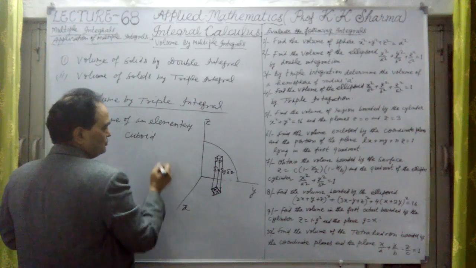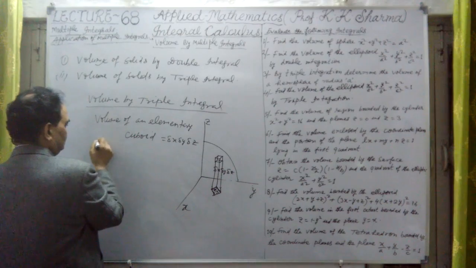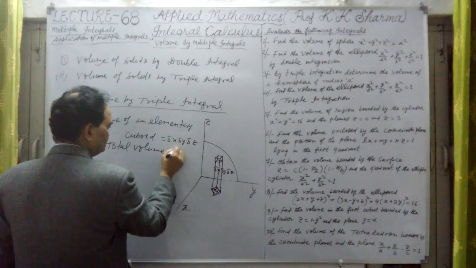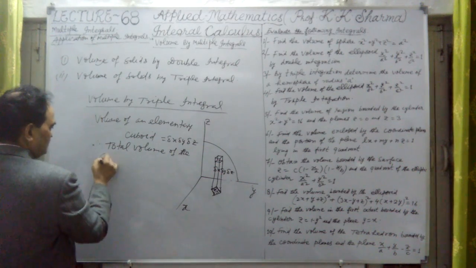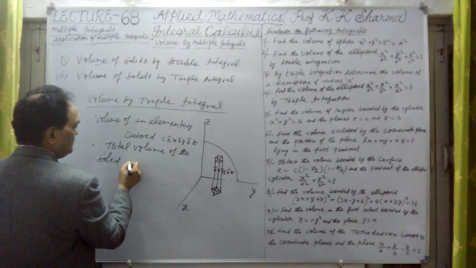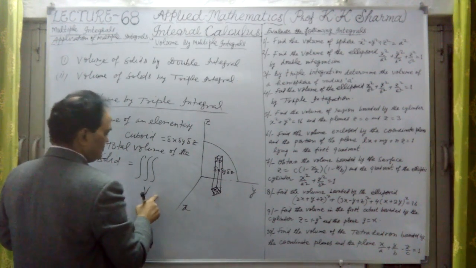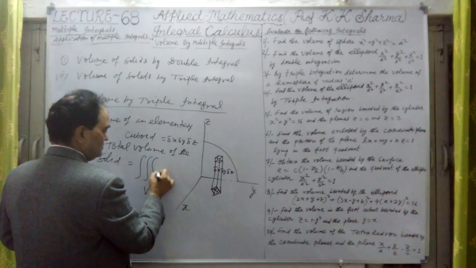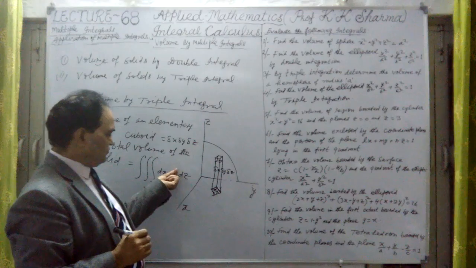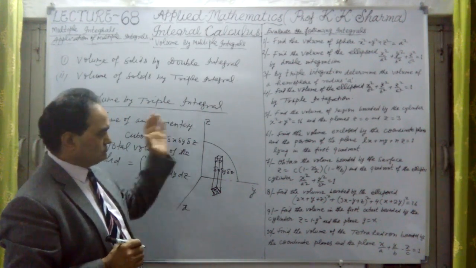Okay, so the elementary cuboid is equal to delta x, delta y, delta z. Therefore, the total volume of the solid will be given by the triple integral sign, or volume integral, dx dy dz. This is the volume of one elementary cuboid, and the triple integral sign will sum up the whole solid given.